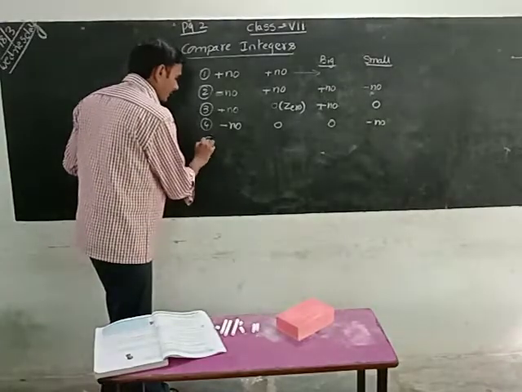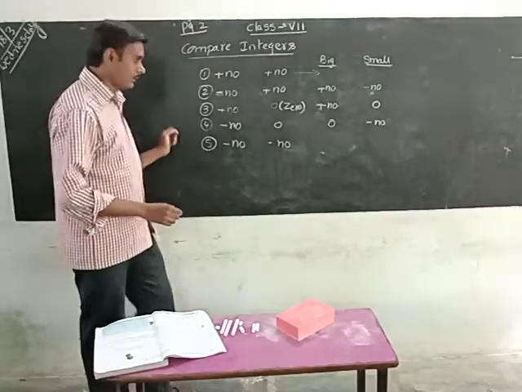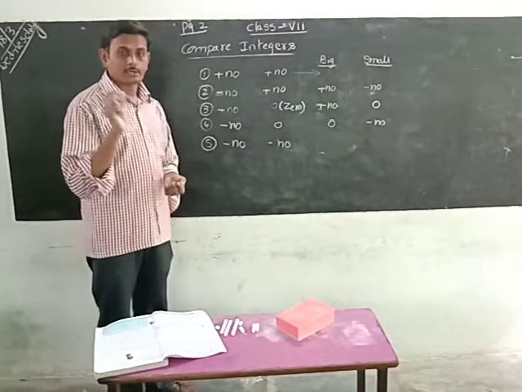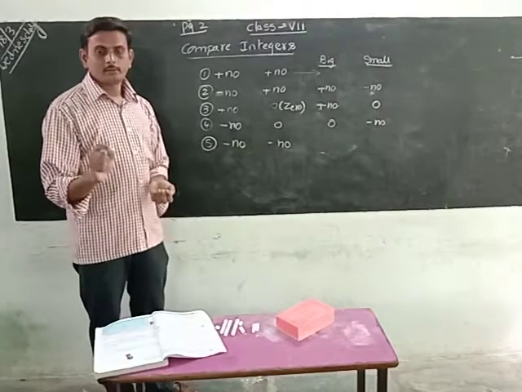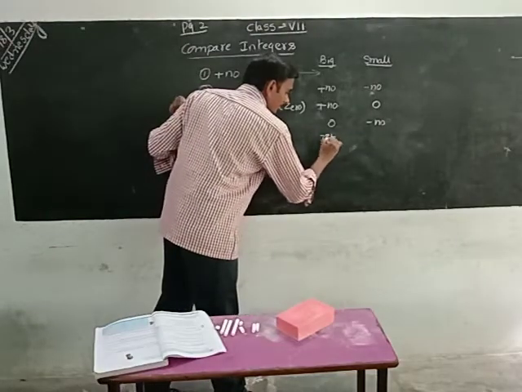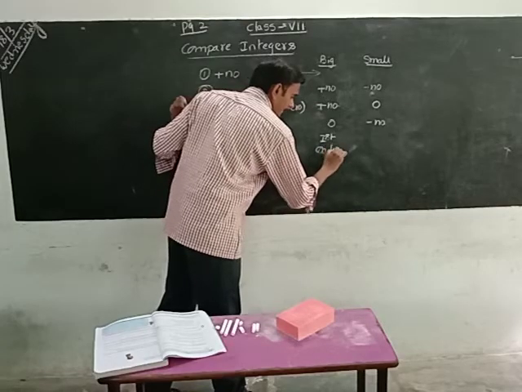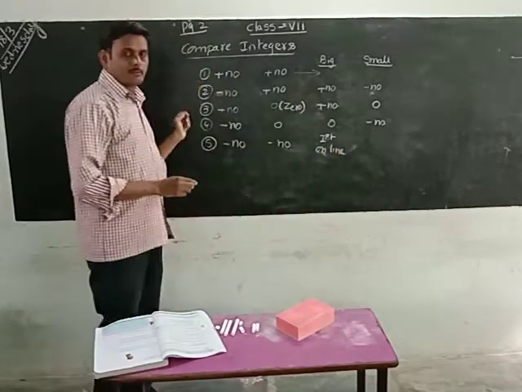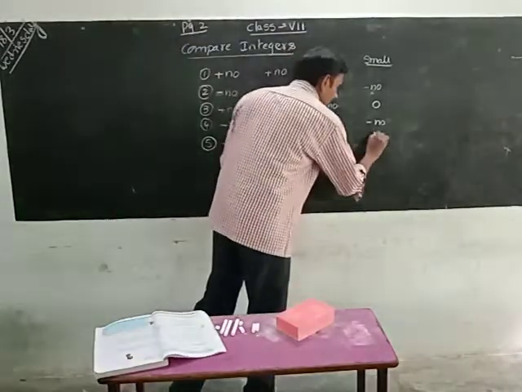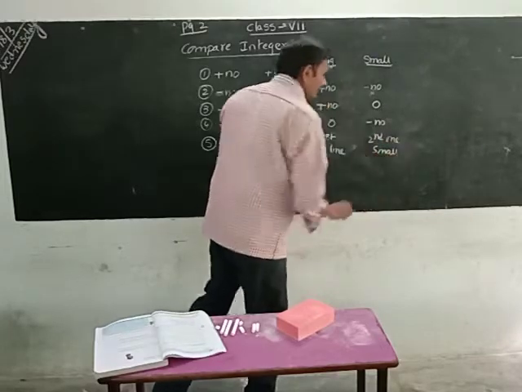Next one, fifth comparison. A negative number compared with a negative number. We have to remember which number lies first, which number we write first on the number line. The number which lies first on the number line is the bigger, and the second one is the smaller. This is the comparison.